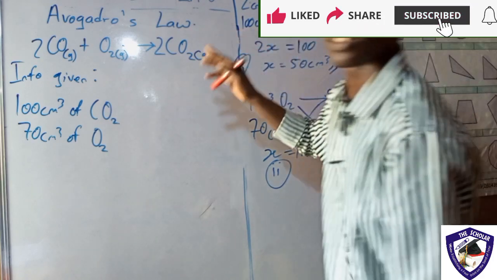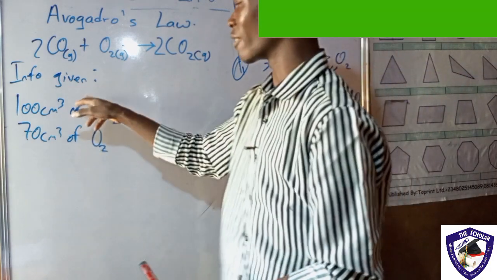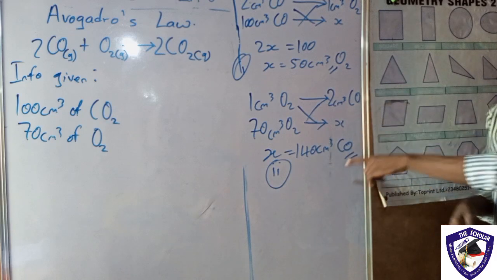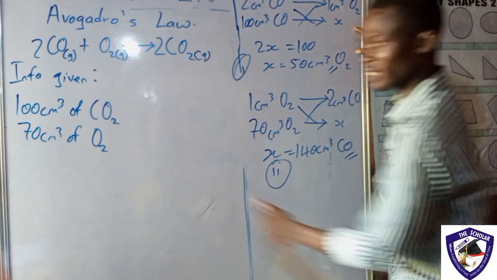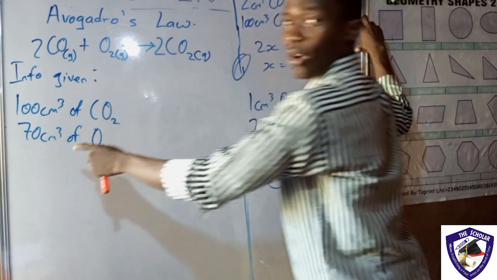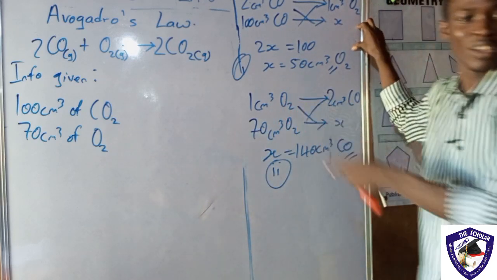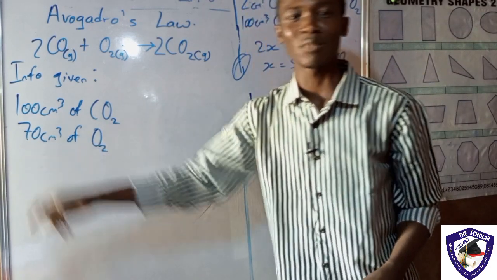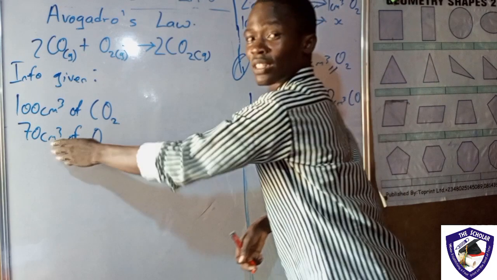Exactly, we are making use of 1 because 140 centimeter cube is greater than what we are given. They are giving that 100 centimeter cube react, but here we calculate to get 140 centimeter cube. So we are going to be using this because here we were given that 70 centimeter cube of oxygen was given to react, but here 50 centimeter cube actually react. So it means we did not even use up to 70 centimeter cube, which means this 70 centimeter cube is in excess. What they gave us is in excess.